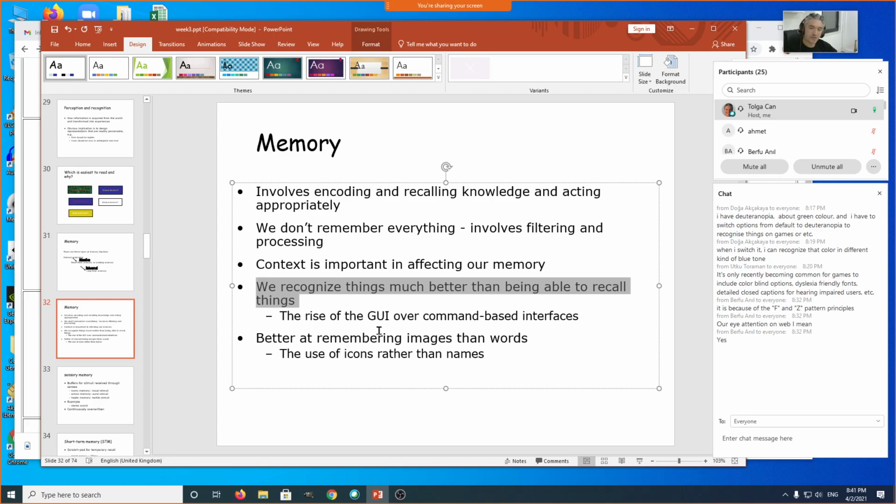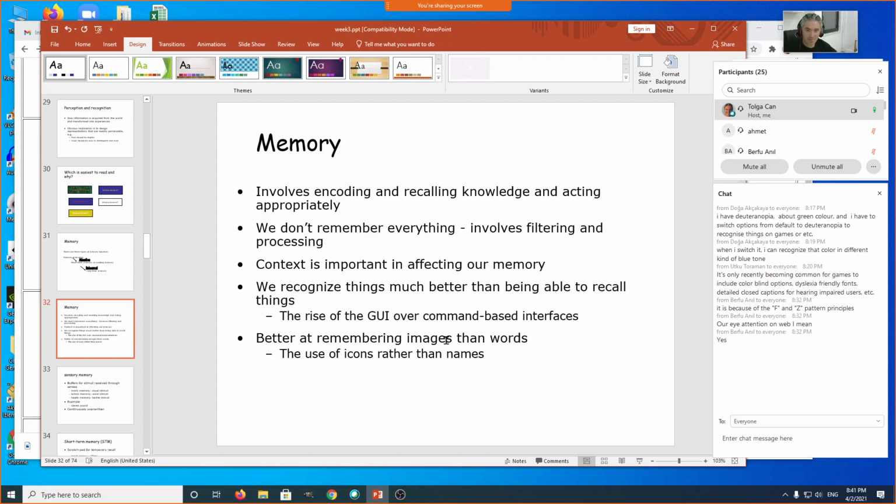Graphical user interfaces utilize recognition more than command line interfaces. In a command line interface, all the commands that you have to type need to be in your memory and you need to recall them. For example, how did we search for a keyword in a file in Linux? You need to know the grep command and what the parameters are. But graphical user interfaces just present these things to you, so you just recognize them when you see them.